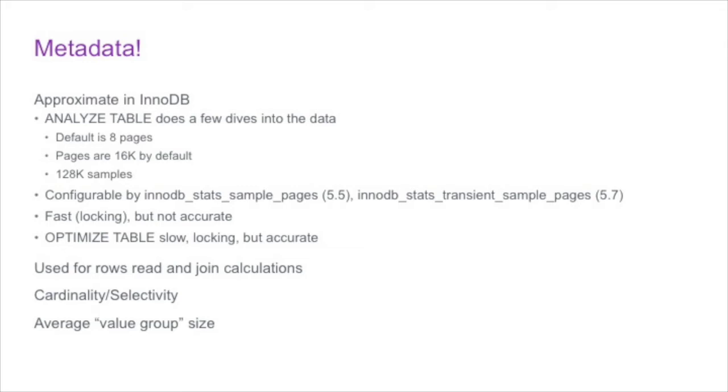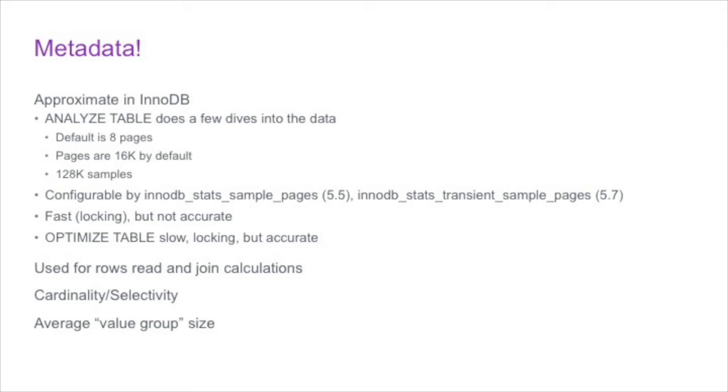The default is 8 pages. Pages are 16K by default. So you're talking about a 128K sample. Now, if you have like a 2 terabyte table, how accurate do you think your 128K sample is going to be? So you can run analyze table like 100 times. It's not going to really matter, right? So if your approximate metadata is a really small sample, it's not necessarily going to be accurate.